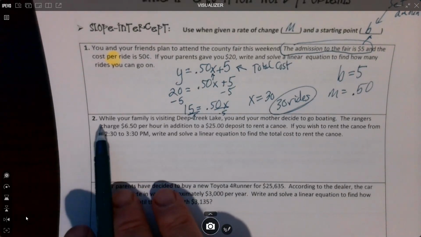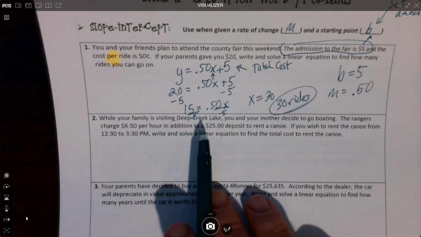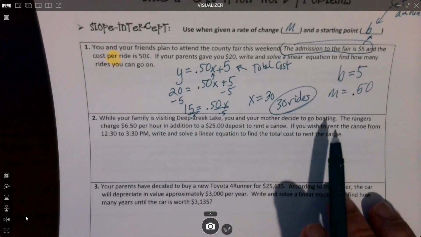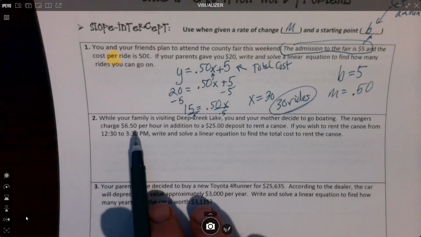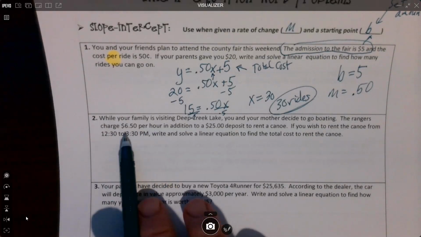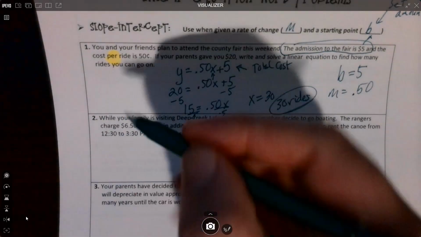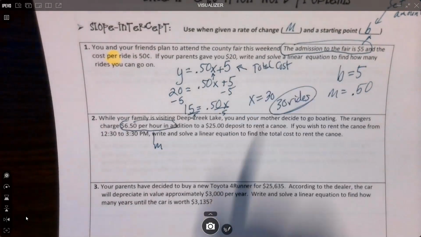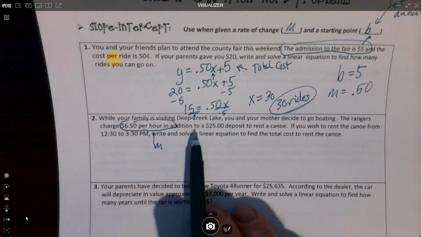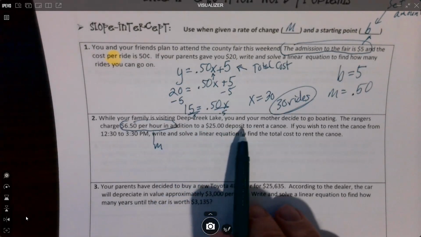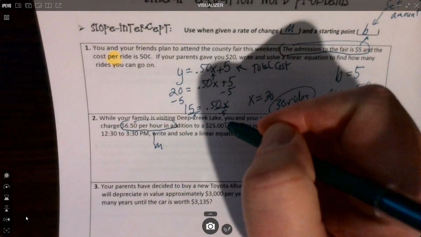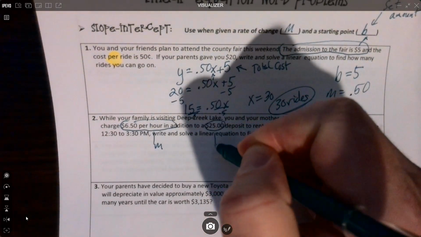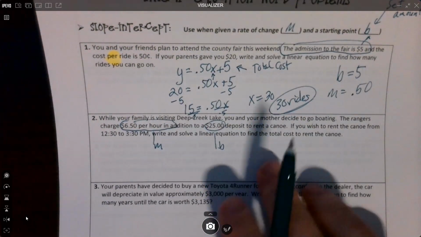All right, so number 2: while your family is visiting Deep Creek Lake, you and your mother decide to go boating. The rangers charge $6.50 per hour. Okay, so that's M, because that's our rate. And in addition, a $25 deposit. So again, that's your set amount, so that's your B, to rent a canoe.